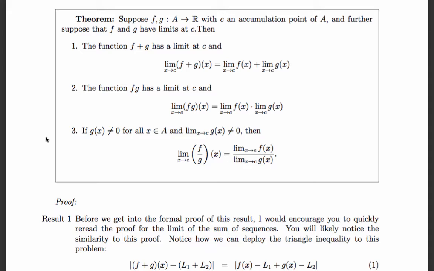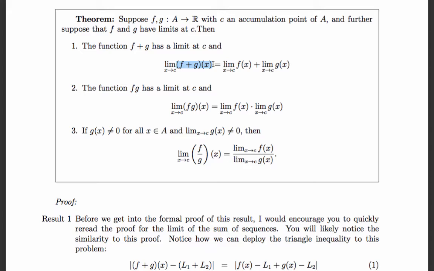Then the function f plus g has a limit at C. Furthermore, the limit as x approaches C of f plus g is the limit of f plus the limit of g as x approaches C. In other words, the limit can be distributed. By the way, this notation here just means f of x plus g of x.